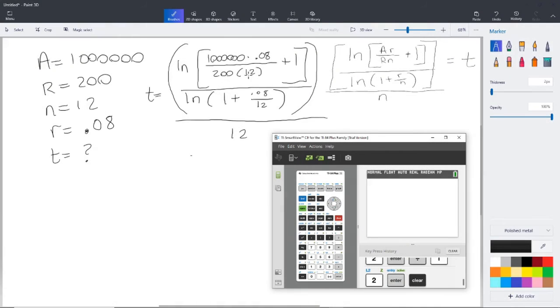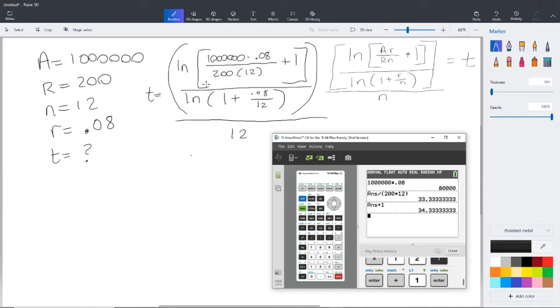All right, so the first thing we're going to do is start at the top and take 1,000,000 times 0.08. So 1 with 6 zeros, times 0.08. Enter. All right, so we've got that value. We need to take that value and divide it by 200 times 12. So we're going to say divided by, using those parentheses again, 200 times 12. End parenthesis. Enter. All right, so what we now have is this part of it. So now our next part is to say plus 1. Fairly easy enough. Plus 1. Enter. Now we want to take the natural log of this.